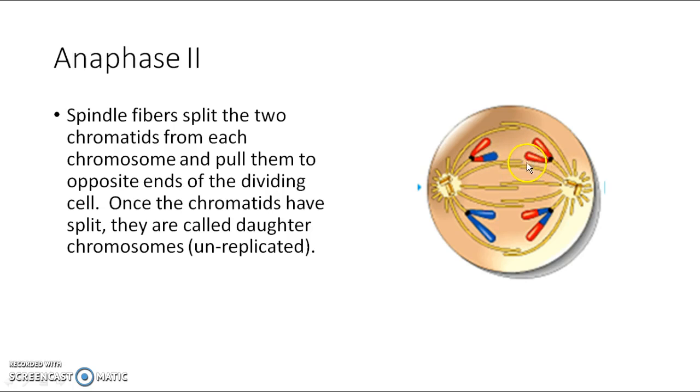Remember, once the chromatids split, we don't call them chromatids anymore. We call them daughter chromosomes. And they are unreplicated because they don't have an attached copy. They don't look like X's.